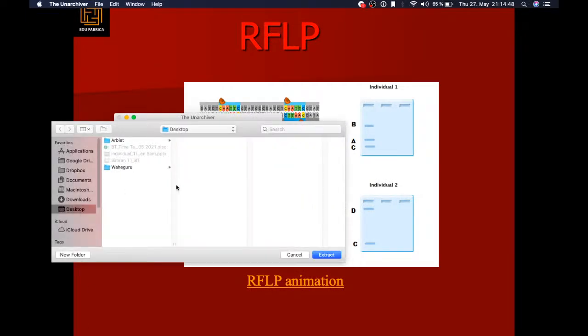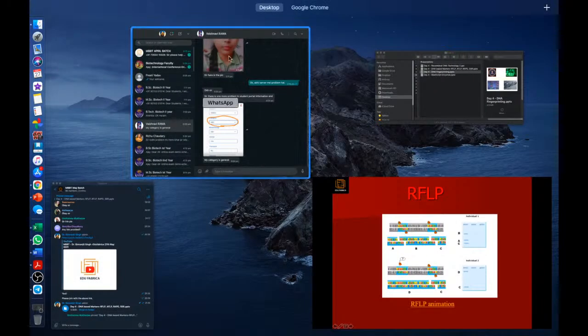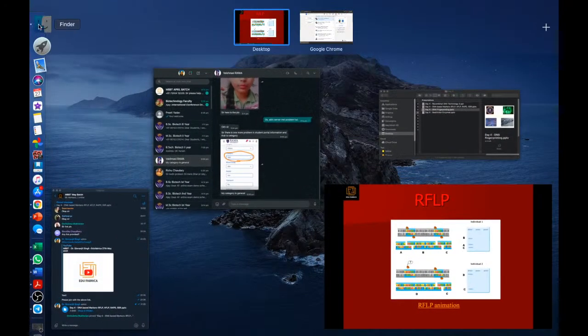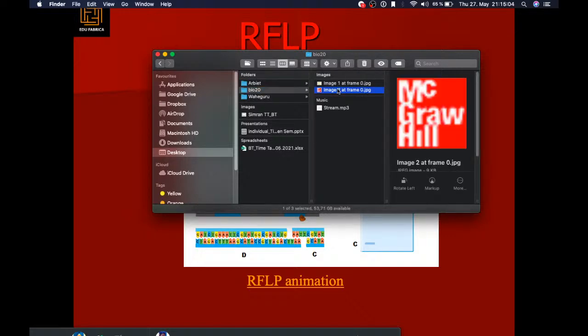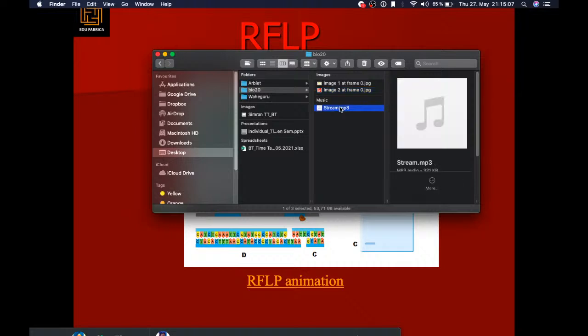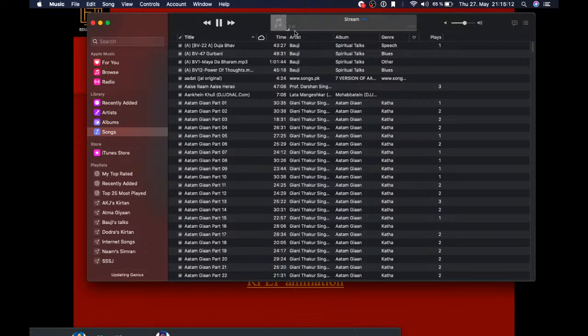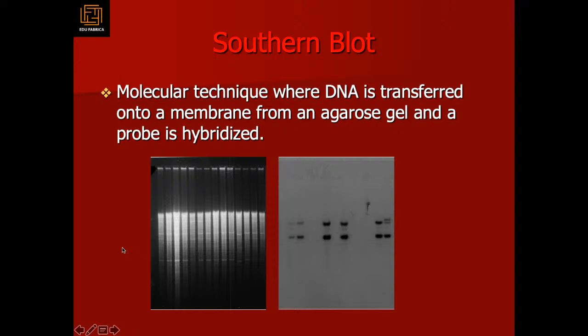I don't know what this is, maybe a virus. Let's check the virus. Restriction enzymes recognize restriction sites, and it's not working. It's fake.